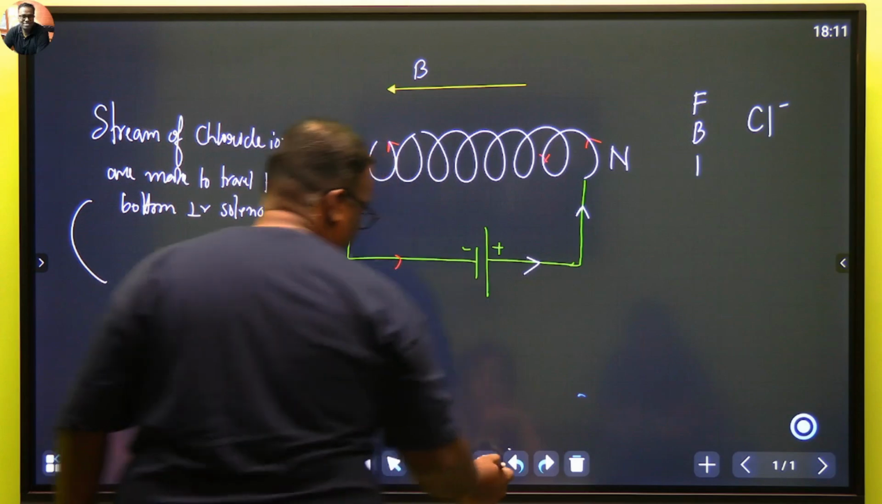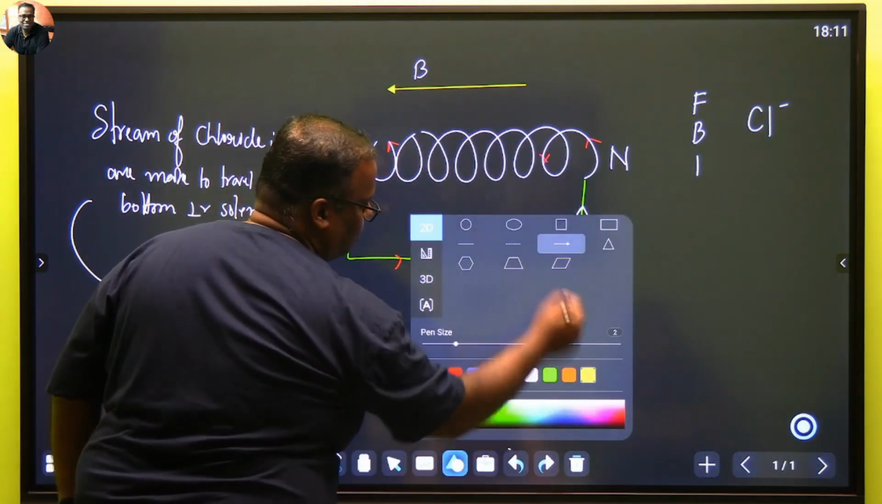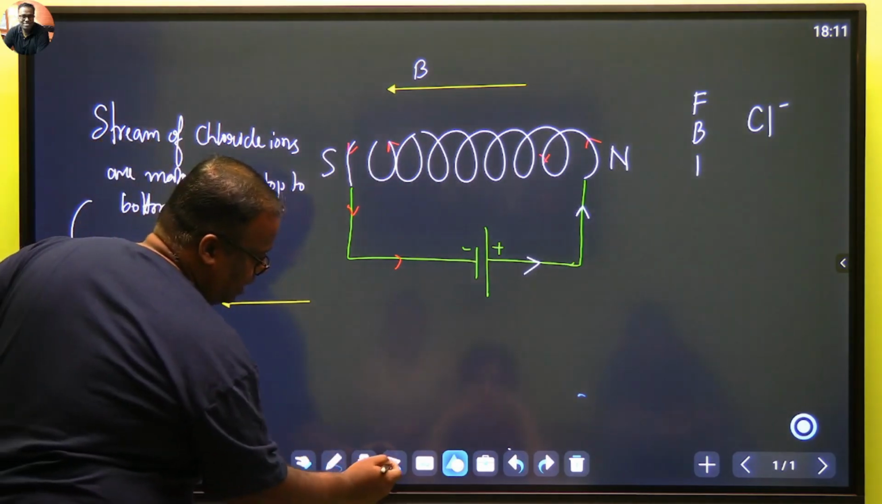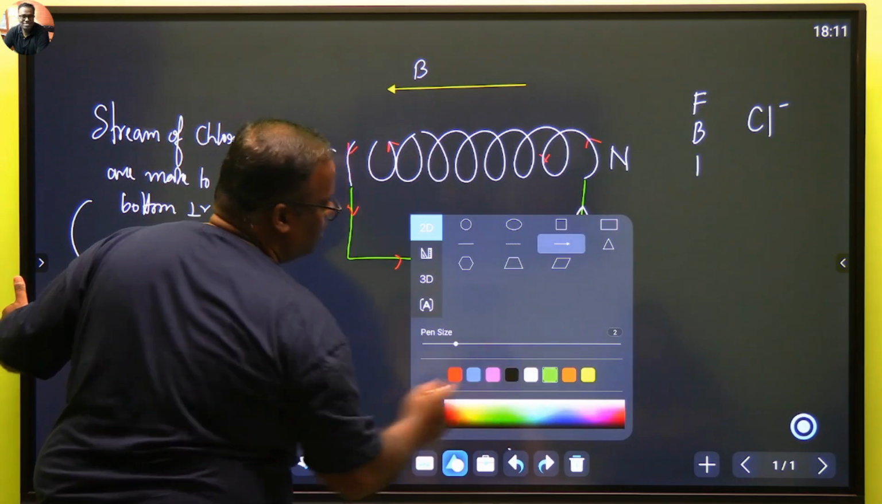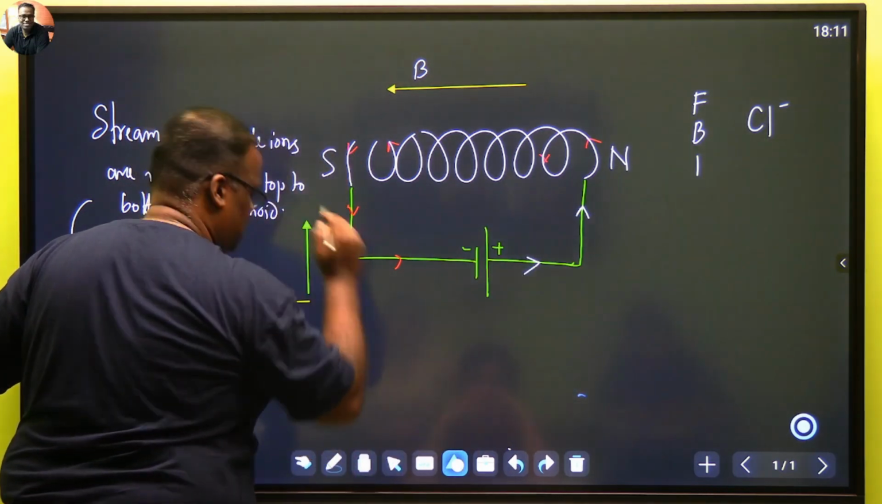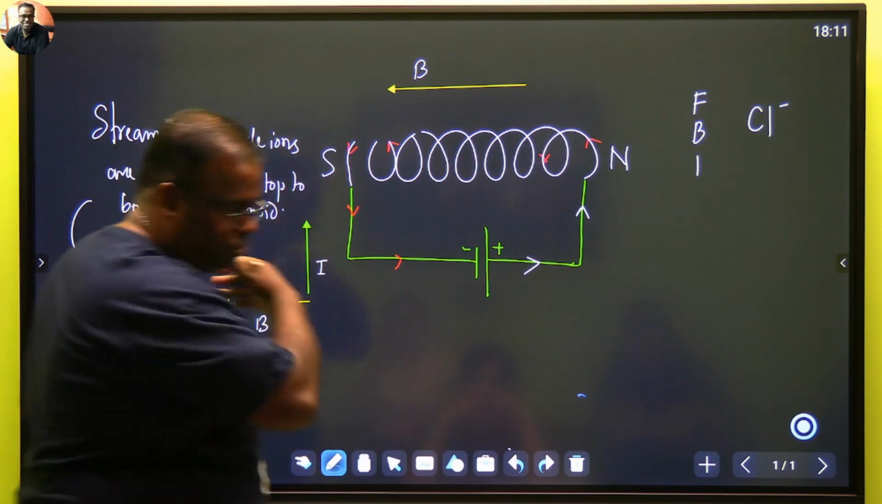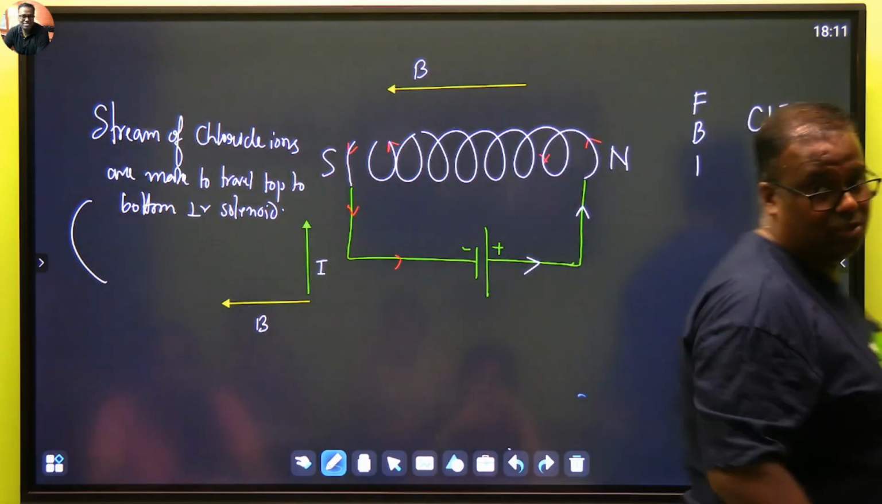Very good. So shall we draw our diagram a little bit more simply? This is my magnetic field. And how is my current? My current is in this direction. Let us name them now. This is B, this is I. Now put your Fleming's left hand rule and tell me which side it should drift.